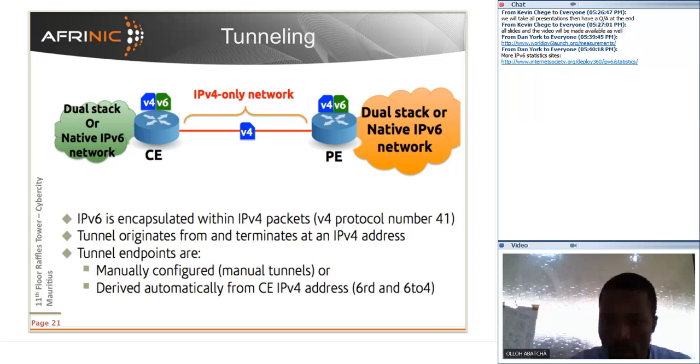For example, if your upstream provider does not provide you with an IPv6 connection, say you are one of the Oranges in Africa, one of the France Telecom affiliates, your upstream provider, France Telecom, provides you with IPv6, so you can have a dual stack connection with them. However, let's say your upstream provider does not provide you with an IPv6 connection. What you can do is tunnel IPv6 through their IPv4 connection.